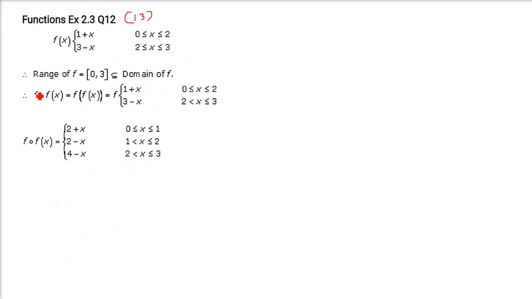Question number 12 here, which in some editions is question number 13. We have to find FOF, that is f of fx. Just watch very carefully that fx is defined for 0, 2, and 3. From 0 to 2, inclusive, it is 1 plus x. From 2 to 3, again 2 is inclusive, so 2 is inclusive in both the first and second.